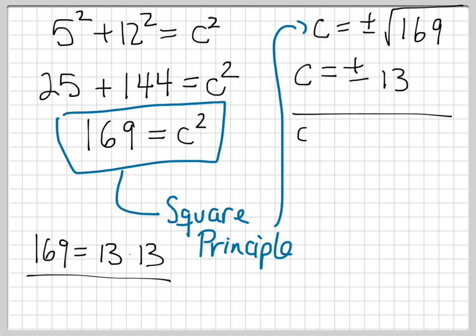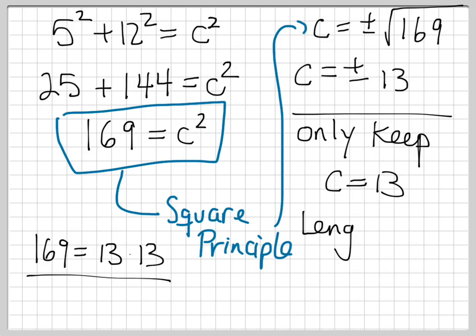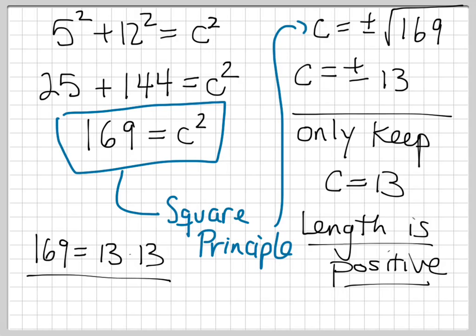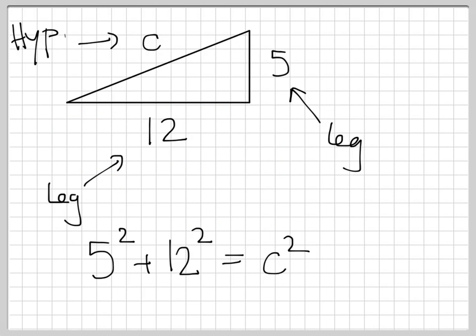Now, we only keep c equal to 13 since length is positive. Okay, so going back here, we can take this off and we can put 13 in its place.